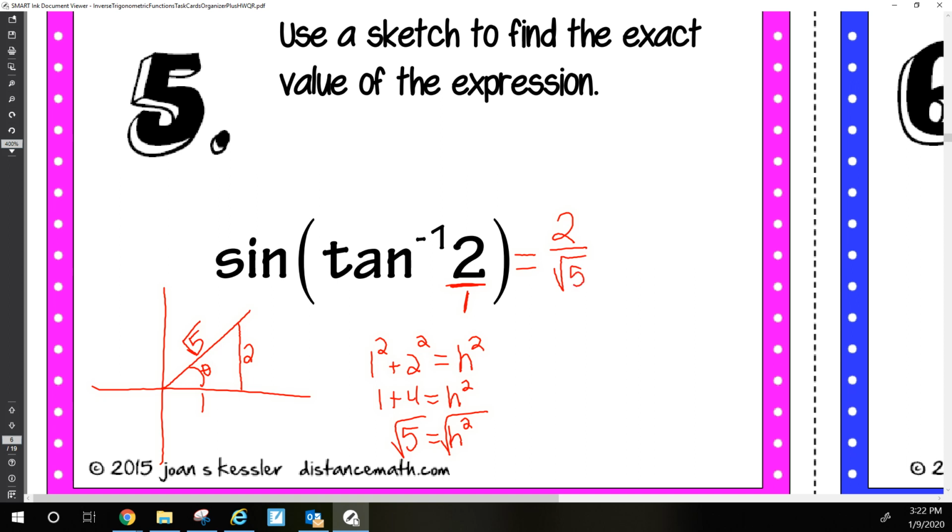I'm okay if you leave it like this, but it is always good practice for an SAT kind of scenario to go ahead and rationalize that denominator. That would give me 2 square root 5 on top. On bottom, it's square root 5 times square root 5, which is just 5.